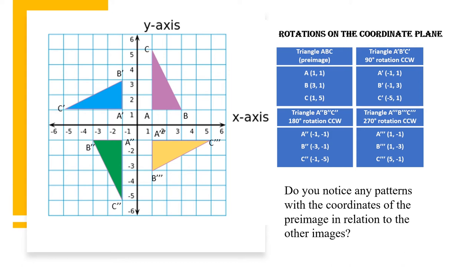Something hopefully you notice is that every coordinate in some way, shape, or form involves the digits 1, 3, and 5. So as I rotate the shape, I have to use the same digits that the original pre-image was graphed on. In the pre-image I had 1, 1, and after 90 degrees, I went to negative 1, 1. For B, I was at 3, 1, and then I went to negative 1, 3. So notice there might be opposites and they might change location, but the actual digits are the same. So I went from 1, 5 to negative 5, 1. Every one of these will follow some sort of pattern as you rotate around, and I'm going to share those patterns with you coming up.